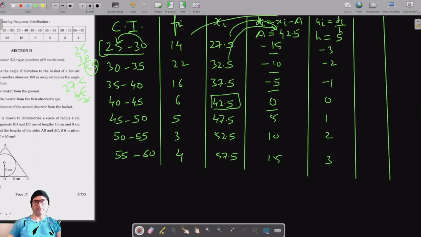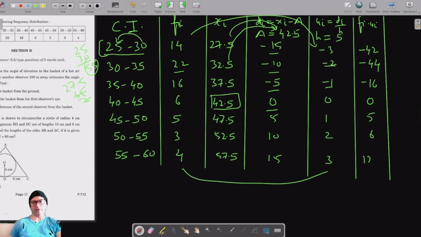Now we are going to multiply fi with ui. So this is fi into ui. So 14 into negative 3 is negative 42. 22 into minus 2 is negative 44. 16 into minus 1 is negative 16. This is 0. 5 into 1 is 5. 3 twos are 6. And 4 threes are finally 12.